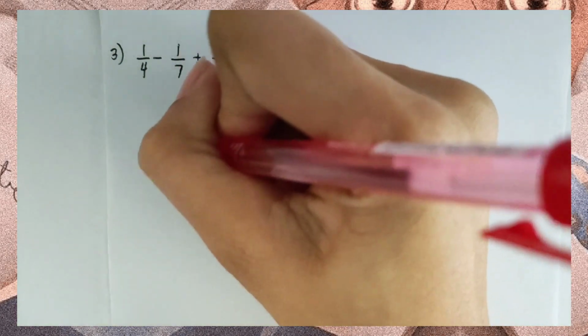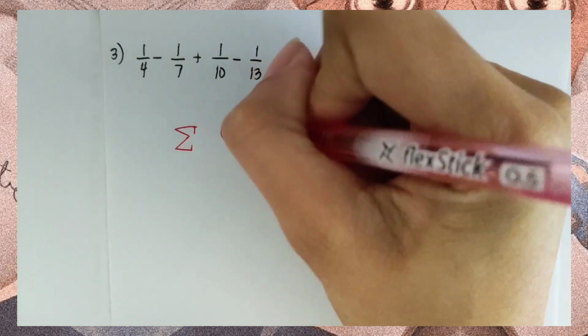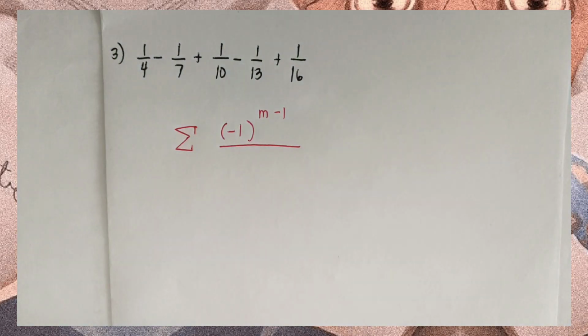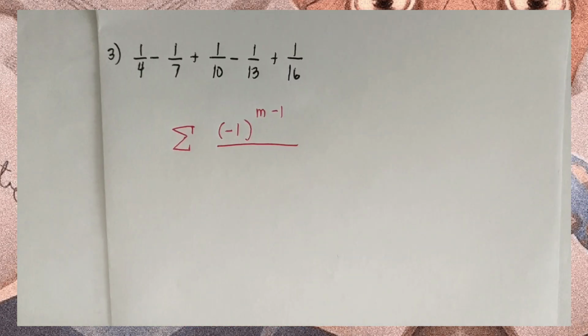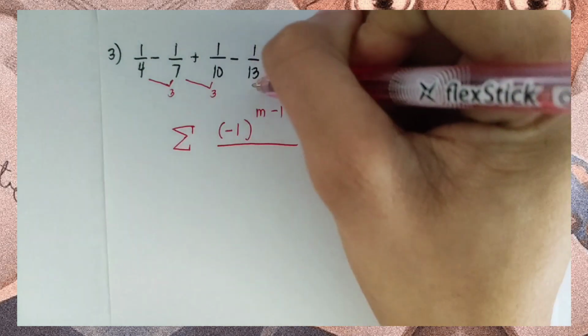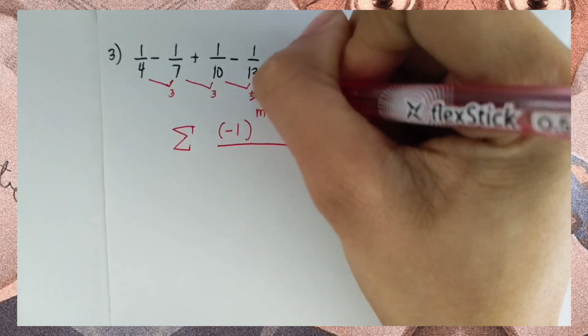So let's write our sigma here. For our numerator, we have negative 1 raised to m minus 1. And for the denominator, identify first if it is arithmetic or geometric. What is the answer? Very good. It is arithmetic. Meaning to say, we need to get the common difference. So 7 minus 4 is 3. 10 minus 7 is 3. 13 minus 10 is 3. And then 16 minus 13 is 3.